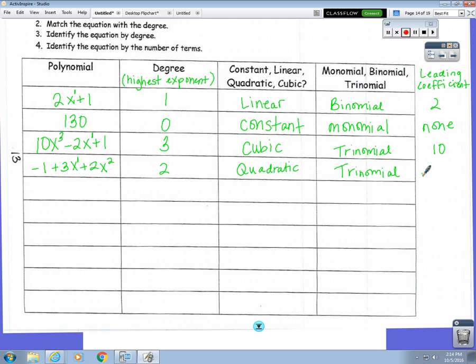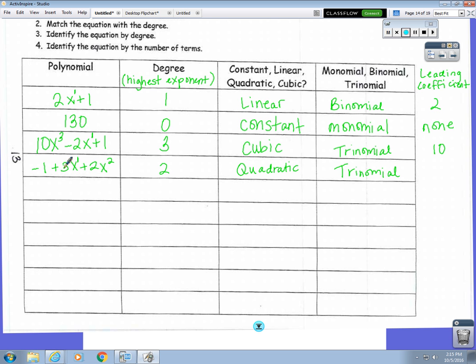Raise your hand if you think it's 3. Raise your hand if you think it's 2. Raise your hand if you think it's -1. Okay, -1 is a constant. It can't be the leading coefficient because it's not even a coefficient to begin with. It's just a constant value. The only two coefficients here are 3 and 2. And yes, 3 is currently in the front.